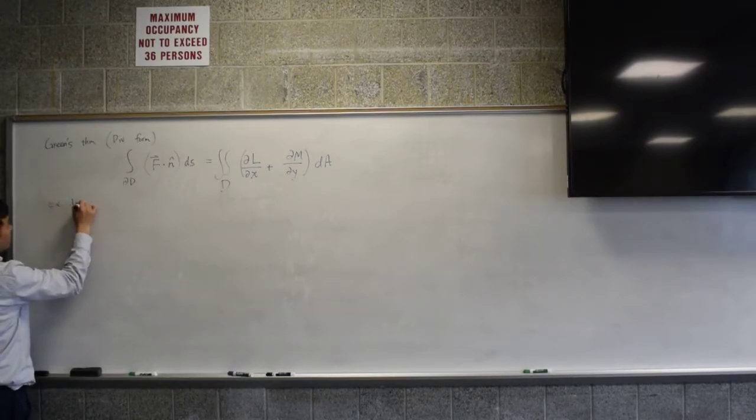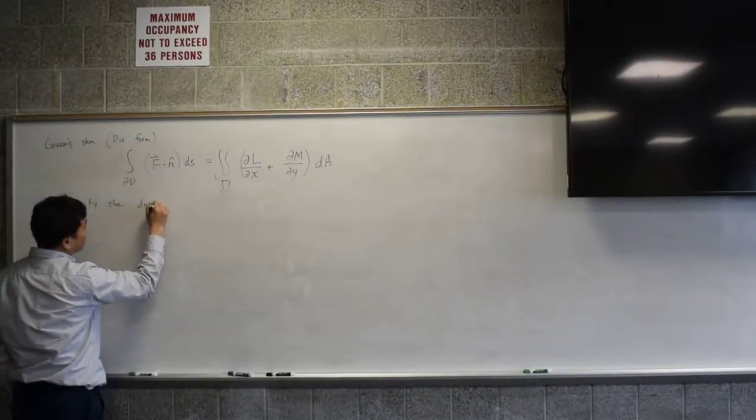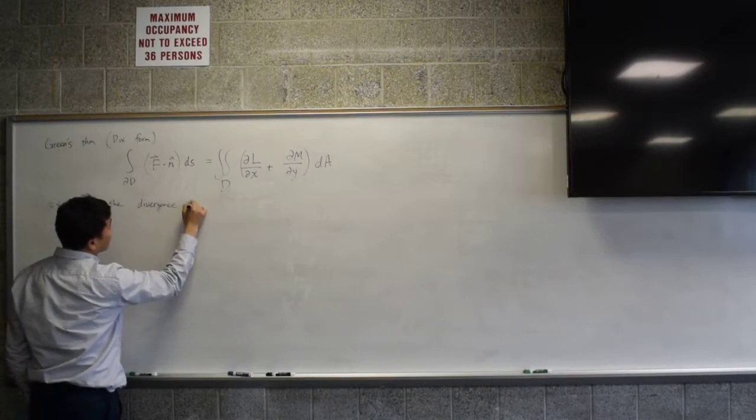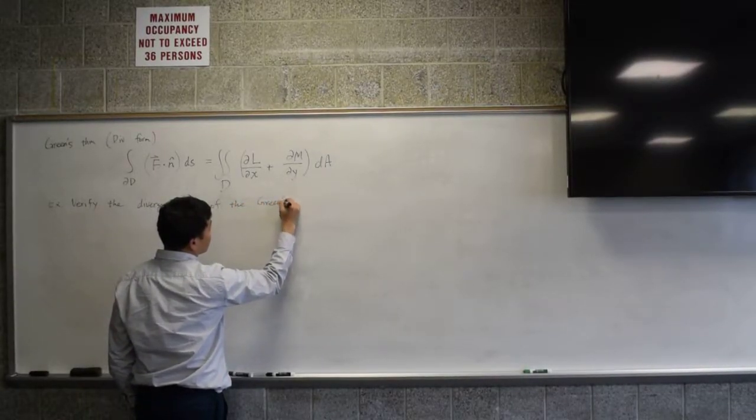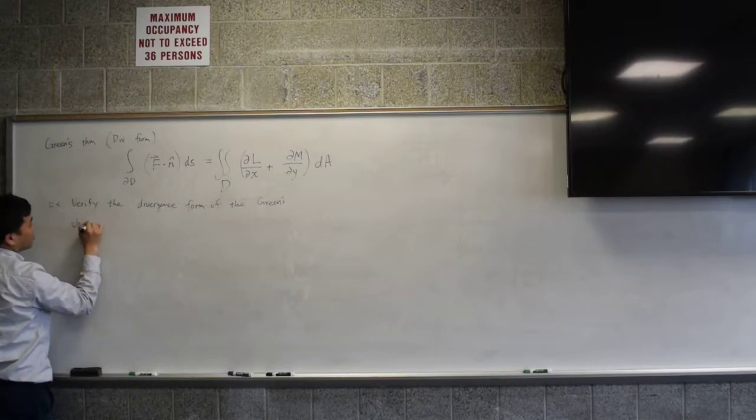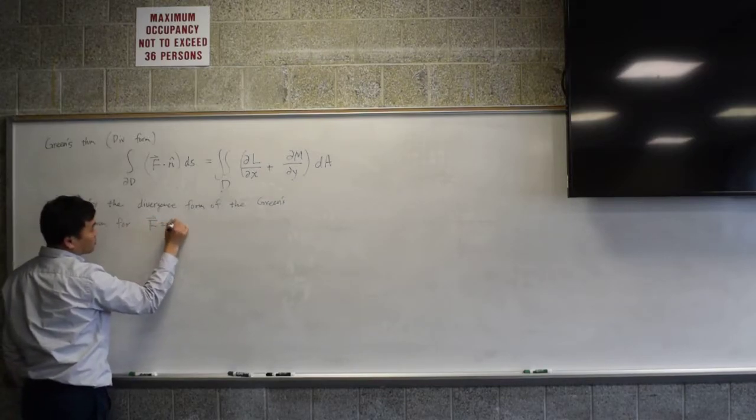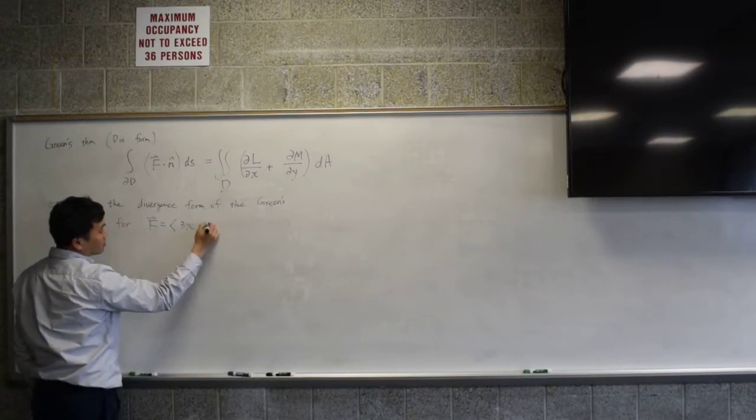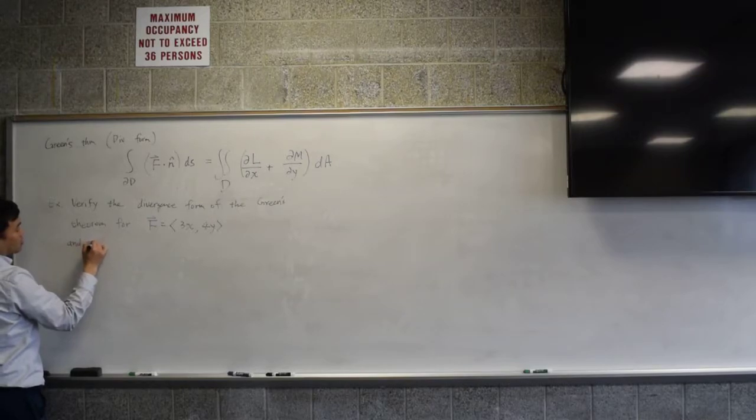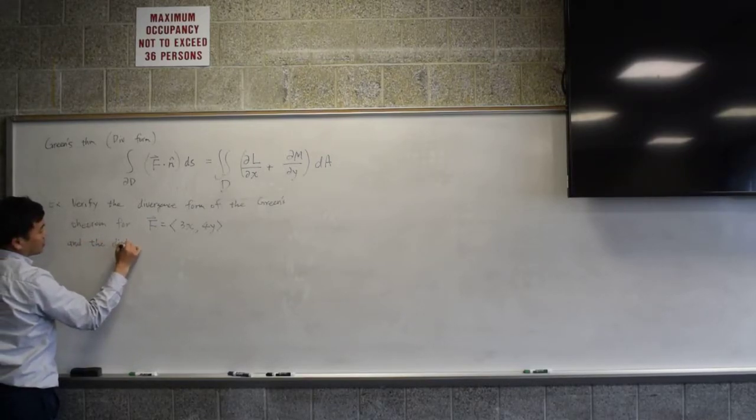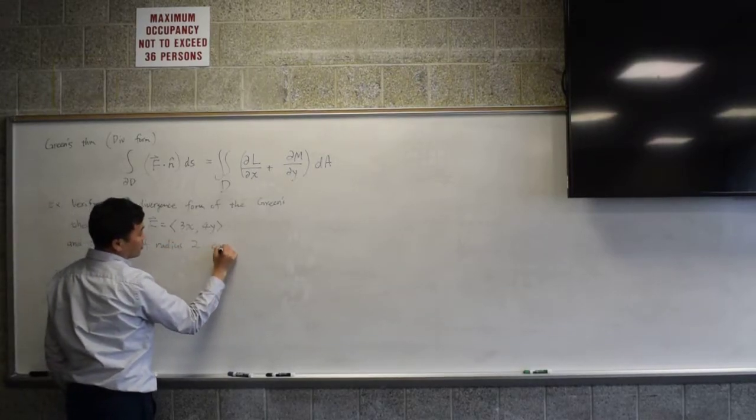For example, verify the divergence form of the Green's theorem for f equals, say, 3x plus 4y, and the disk of radius 2 centered at the origin.